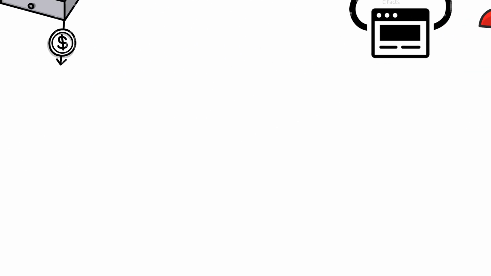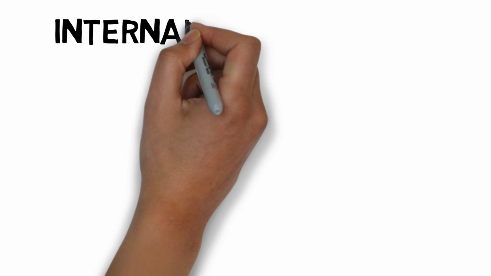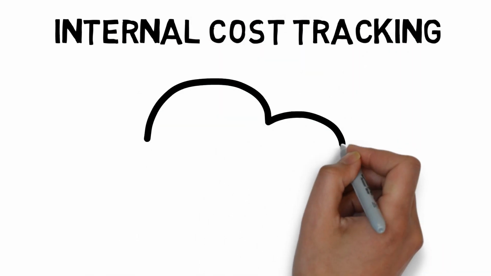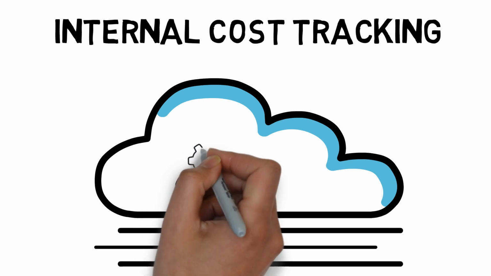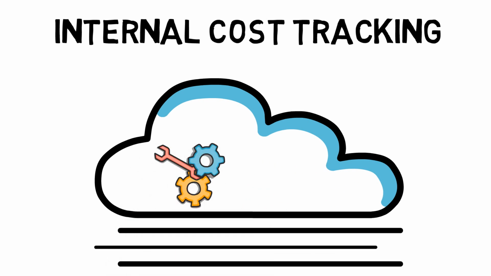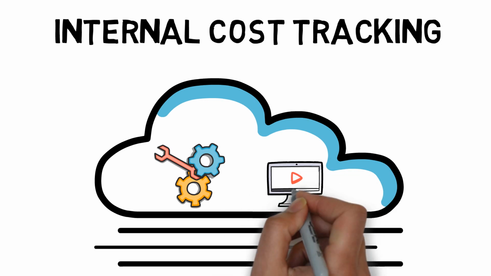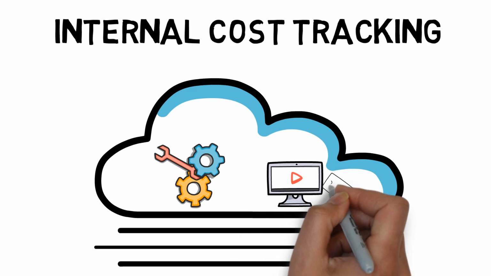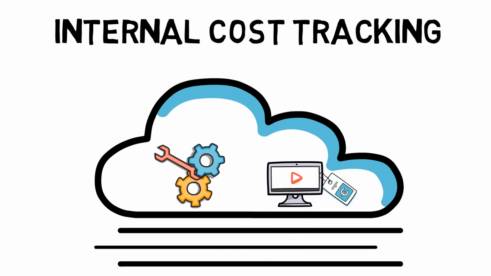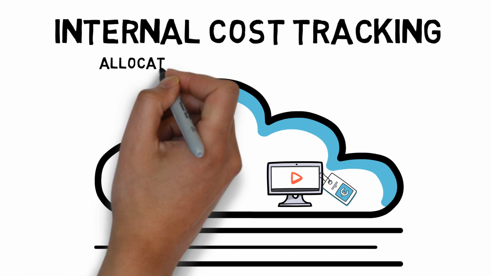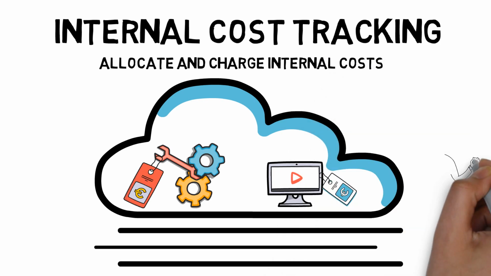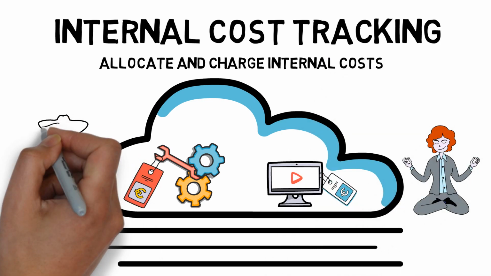Use case number 10. Keeping track of internal costs. As an MSP, you probably have cloud accounts that are used for testing or hosting your internal applications and classify the associated costs as overhead. The problem with overhead is that nobody feels responsible. Instead, use CFACTS to allocate these internal costs to the appropriate teams and have the budget holder take responsibility.